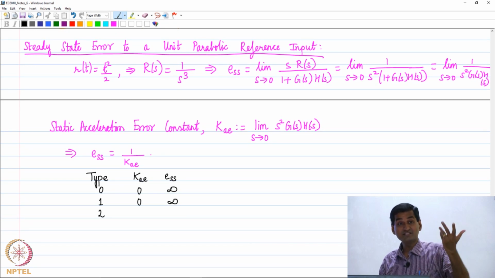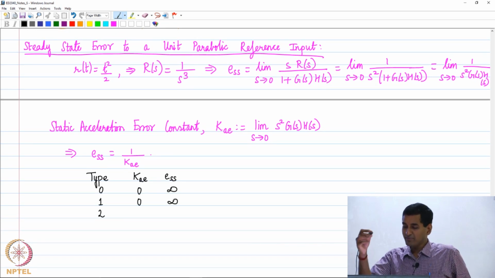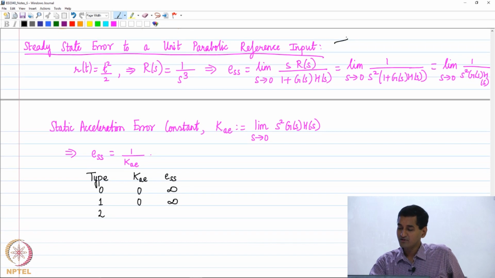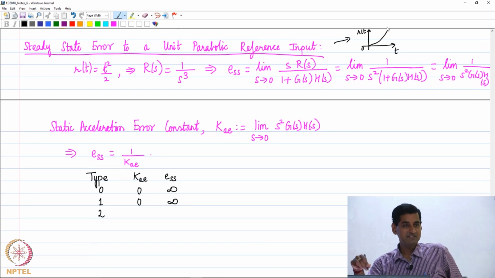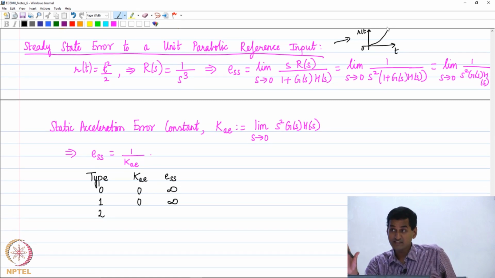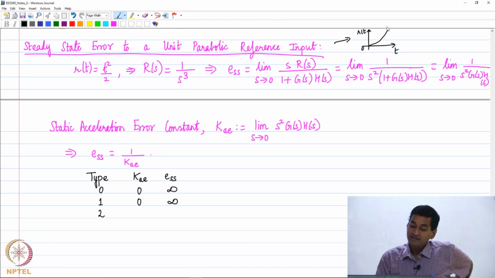So if you want to see what a parabolic reference input looks like, if you plot r of t versus t, t squared by 2 is going to increase something like this. That's a parabolic input. Of course, once again it's an unbounded input, please remember that. But if you want to track that input, I need at least type 2 or higher.